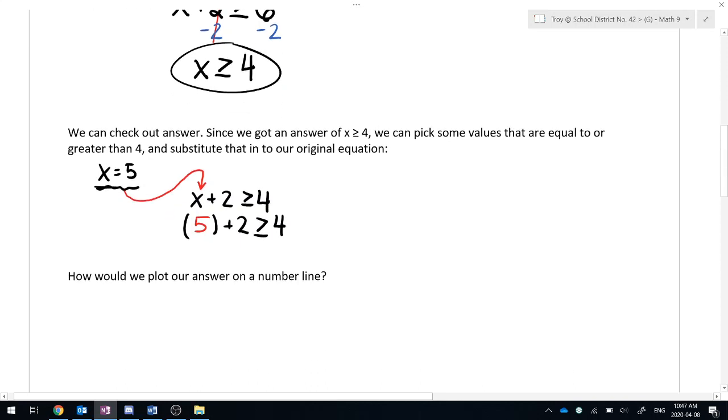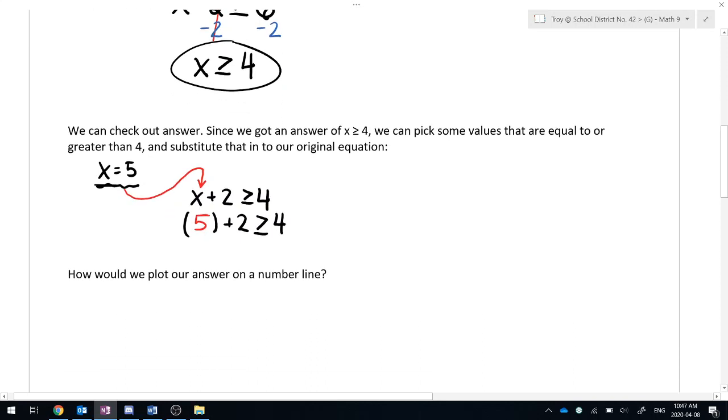And we can simplify that. So 5 plus 2, of course, is 7. Or whoops, sorry, this should be a 6. We get 7 greater than or equal to 6. So is that true? Is 7 greater than or equal to 6? And of course, yeah, it is. 7 is greater than 6, so we know that it's true. So we know our answer worked.